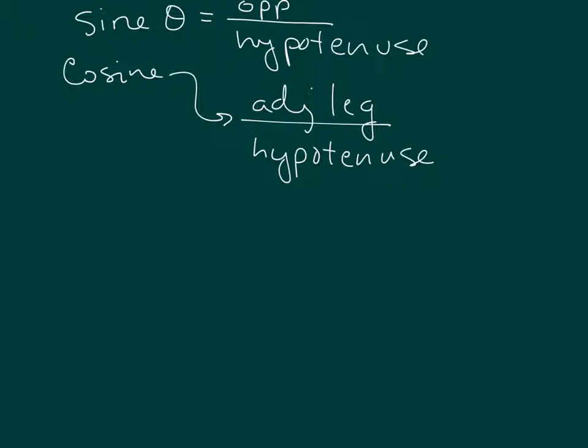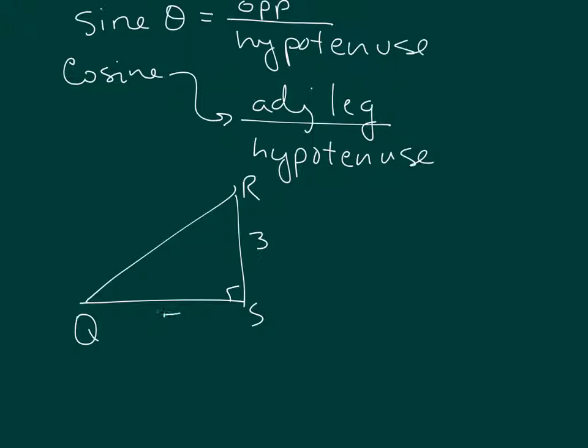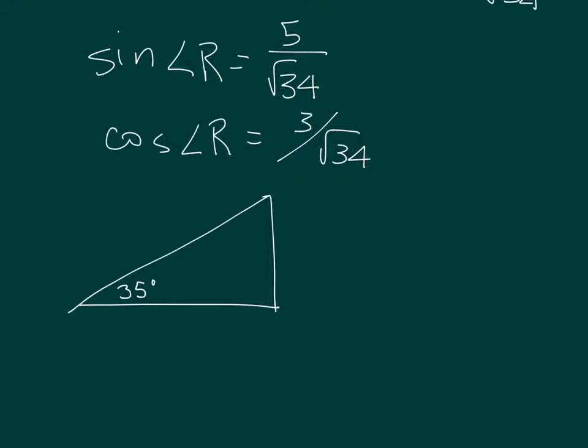And here's how you would use sine and cosine. You could have any right triangle. Let's say that this is triangle QRS. So you have a 35-degree angle, and the leg opposite the 35-degree angle we're going to call x, the hypotenuse we're going to call 12.